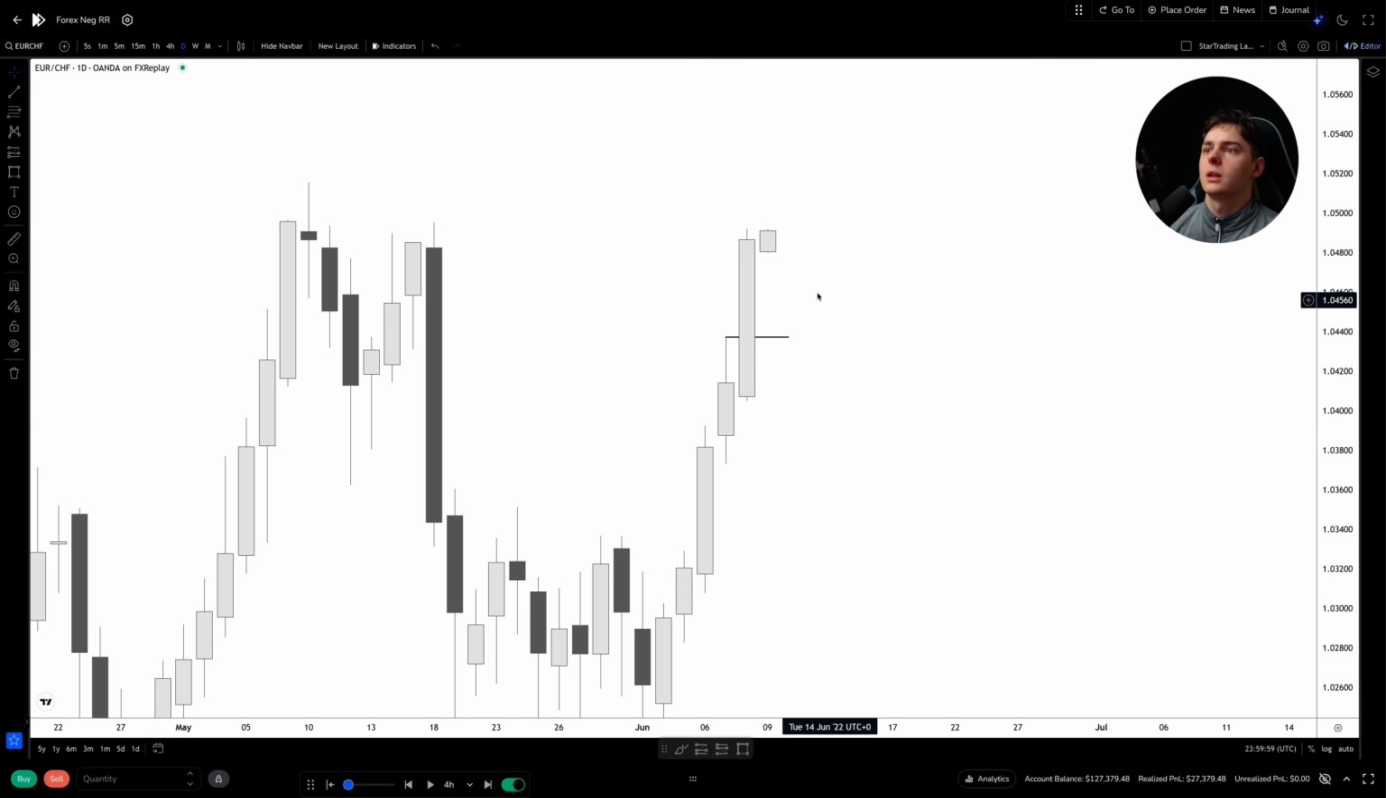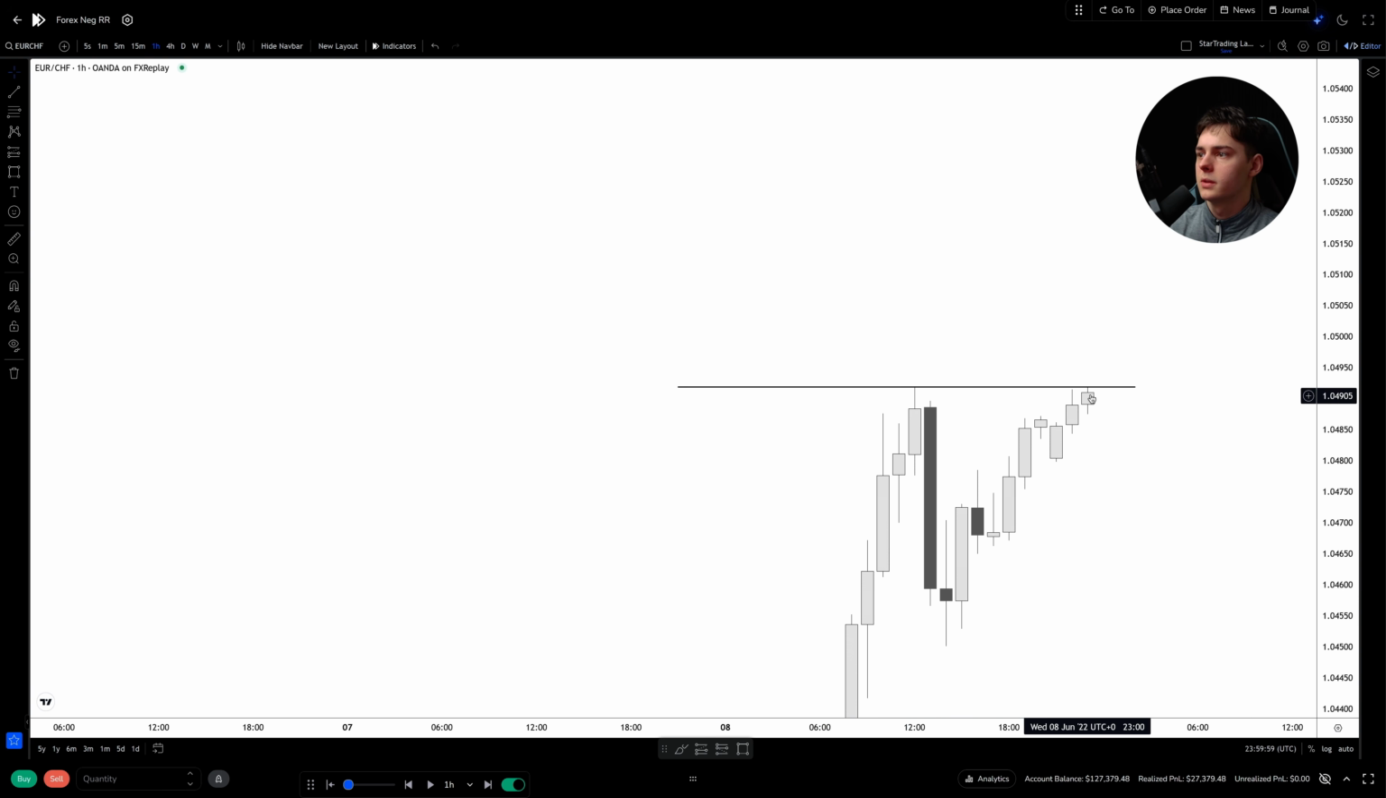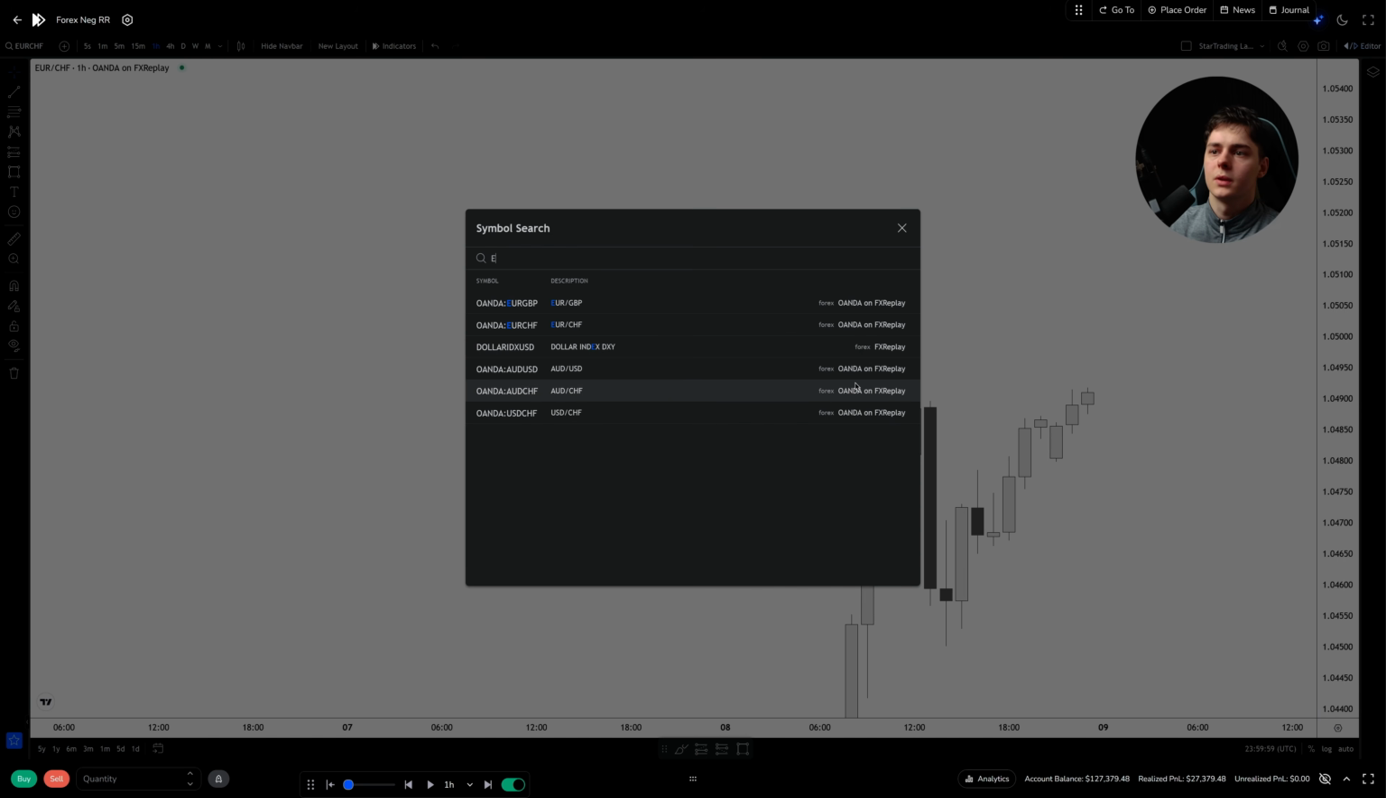EUR/CHF, how's that looking like? Previous day high. Has it been taken out or not? No, it hasn't, but also there's not enough PIF movement, so we're not going to take it.